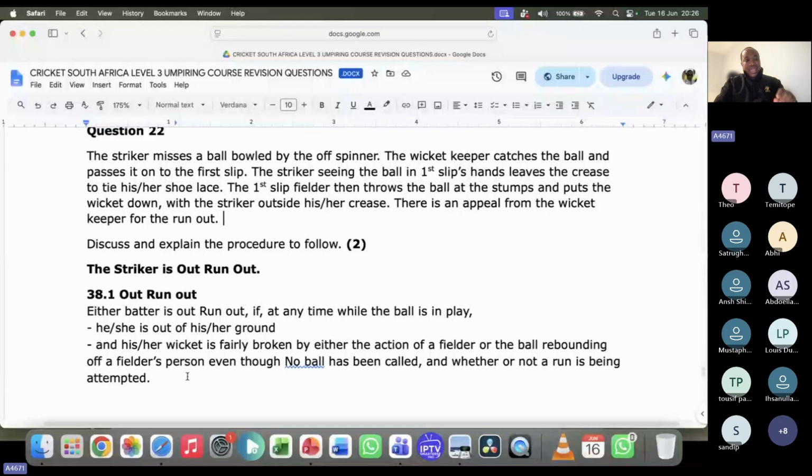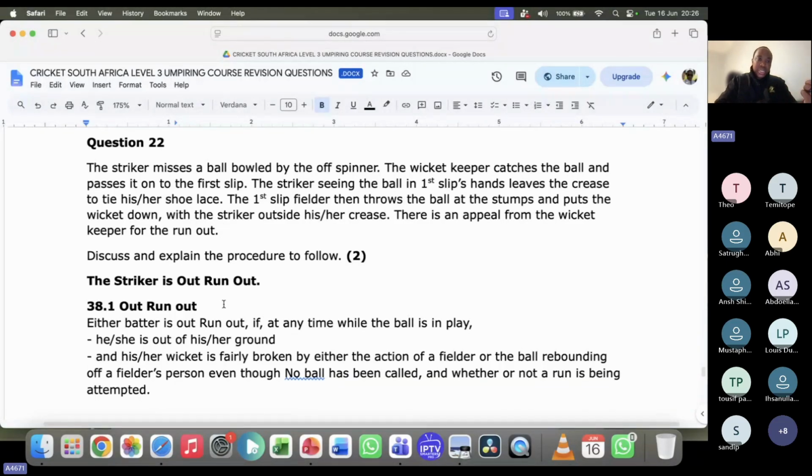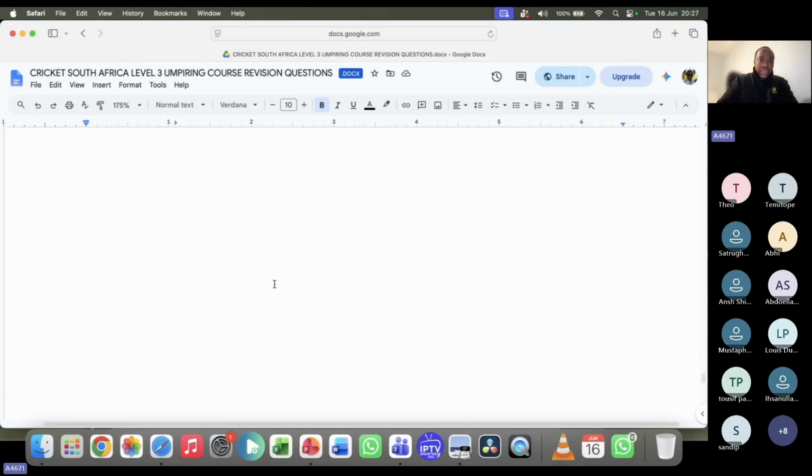A lot of people think that if a run is not being attempted, then a batter cannot be out run out. That's not the case. If it's a legal delivery, then the striker will be out run out. Even if it was a no ball, because there was an intervention from the first slip fielder, this scenario would be out run out. Of course, that's if we consider that the batters at the crease and the fielding side had not considered the ball as dead, so the ball is still alive, the striker will be out run out.